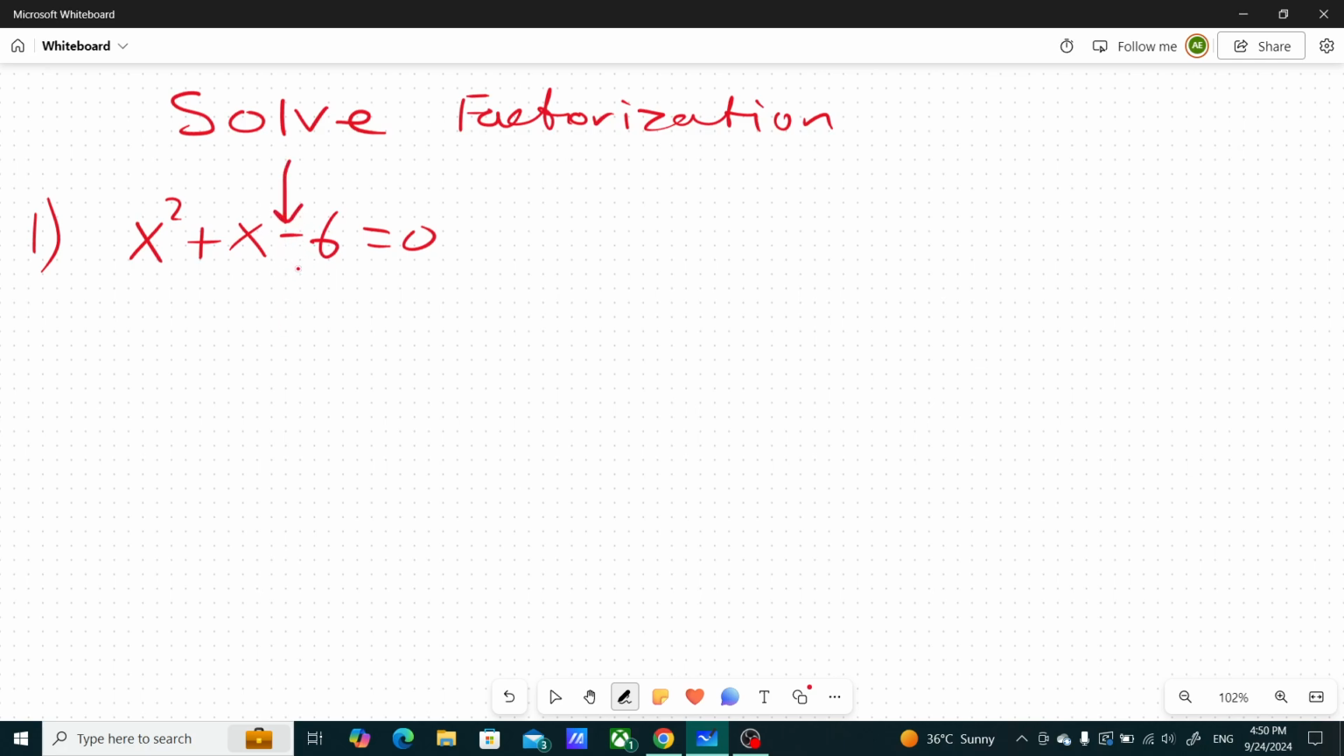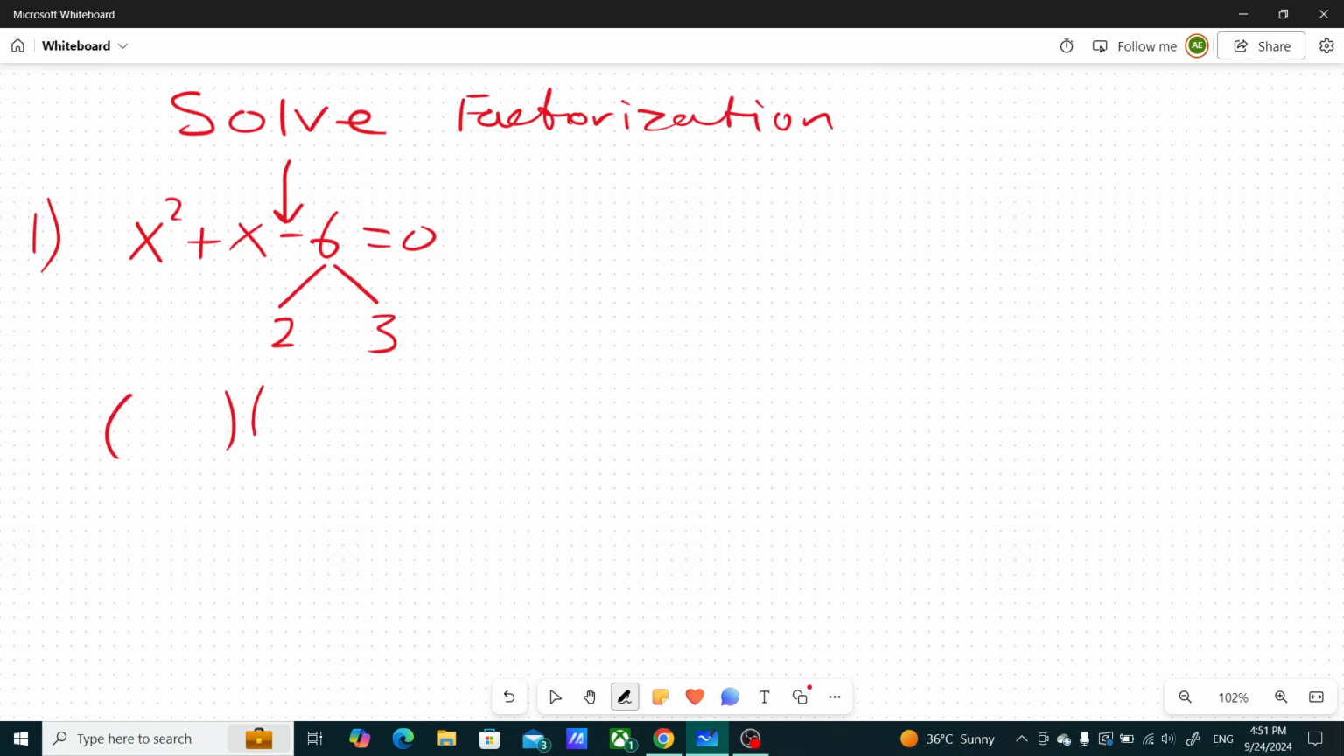We found that it's a negative sign, hence we will take two factors of 6 that subtract to the middle value. What is the middle value? The middle value is 1. So we need two factors of 6 whose difference is 1, and continuing, you will find that those two factors are 2 and 3. 2 times 3 is 6, and the difference between 3 and 2 is 1.